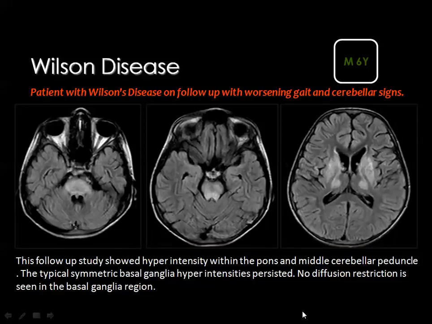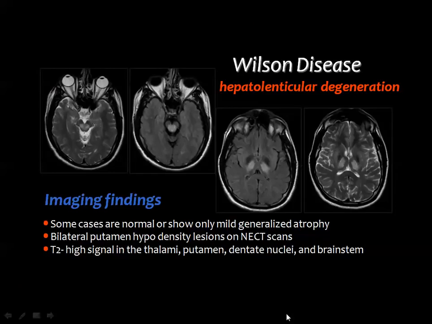And this patient is known to have Wilson disease, on regular follow-up with worsening gait and cerebellar signs. And this follow-up study shows diffuse affection of the brainstem together with affection of the basal ganglia. And these basal ganglia lesions will not show diffusion restriction.